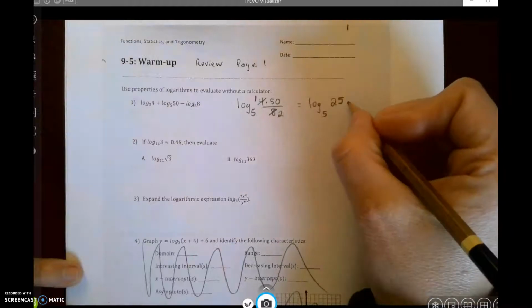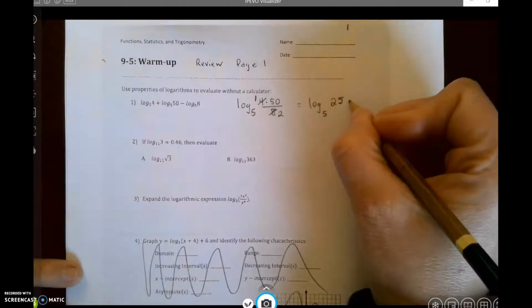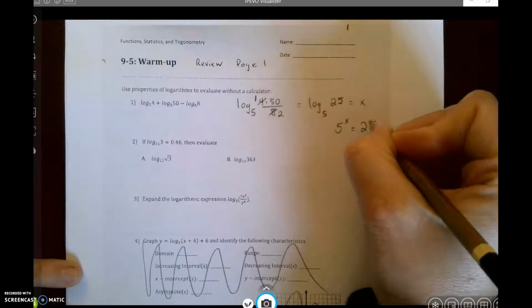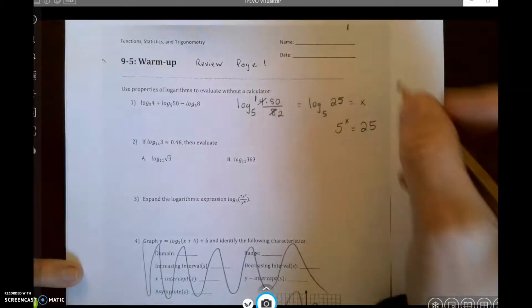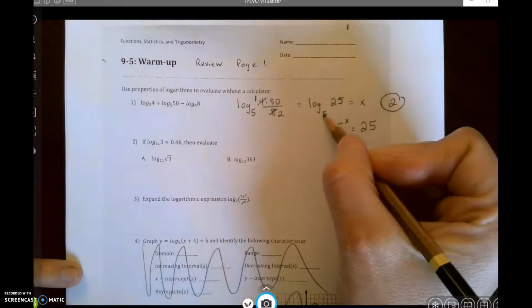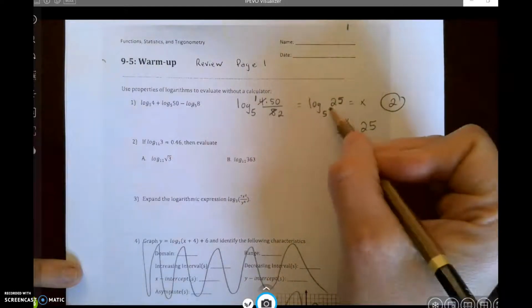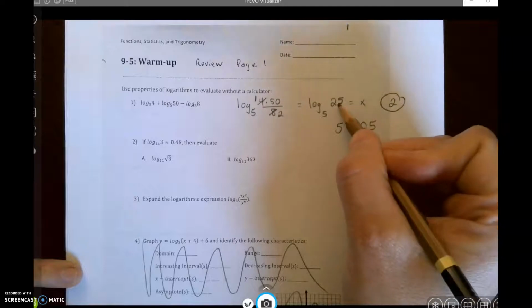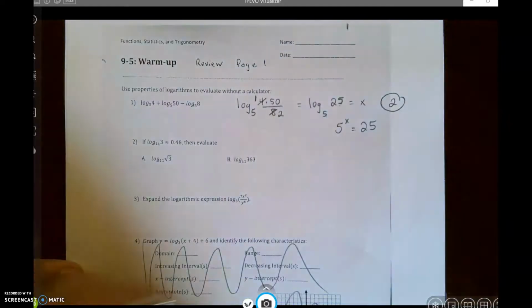And I then know that this is equal to x, so 5 to the x equals 25. So I know that the exponent must be 2. The answer to this must be 2. I like to write equals x when I have to solve a logarithm so that I can see that it's 5 to some power equals 25. All right, let's go to number 2.